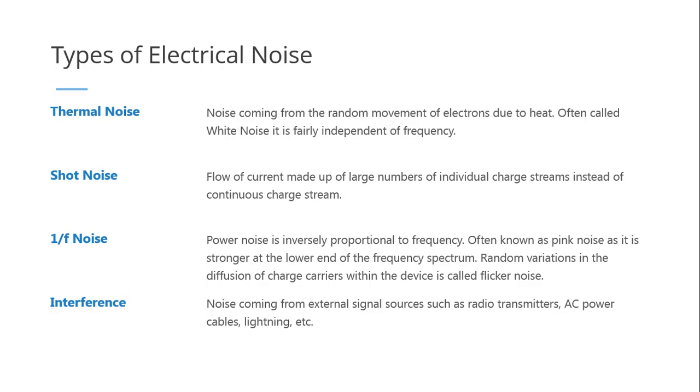Next, we have 1 over F noise. 1 over F noise is named that because the noise power produced by this type of noise is inversely proportional to frequency. Meaning at lower frequencies, the noise produced is quite high, but at higher frequencies, it is actually negligible. This is also termed pink noise as opposed to the white noise in thermal noise, as the frequencies of pink and red, orange, yellow are actually found at the lower end of the spectrum.